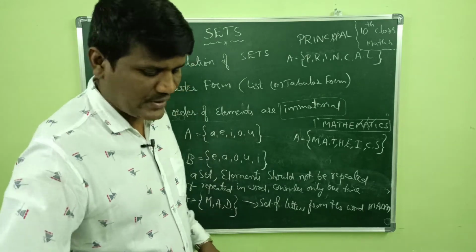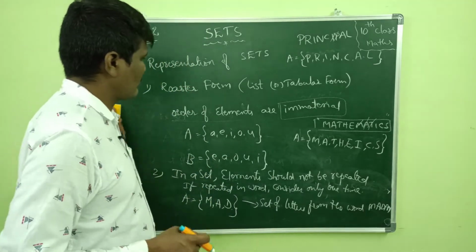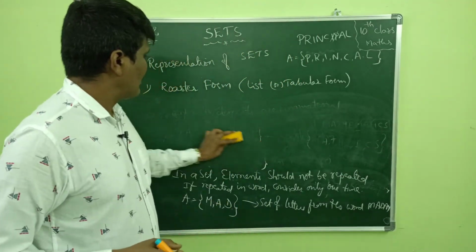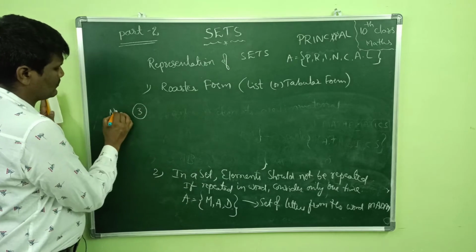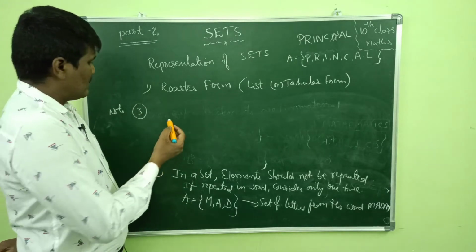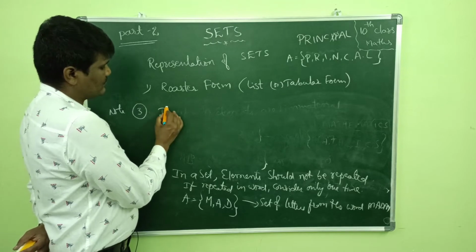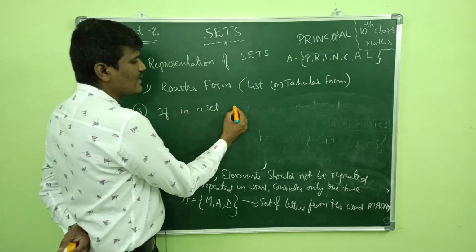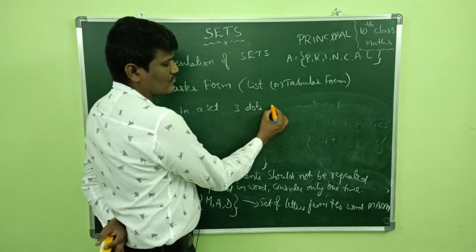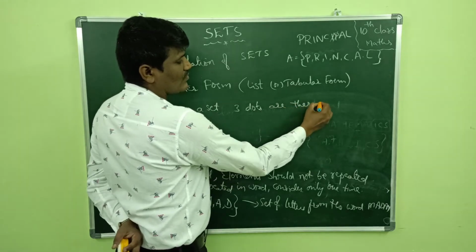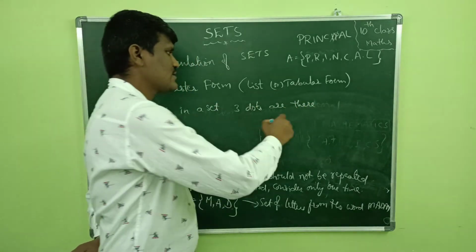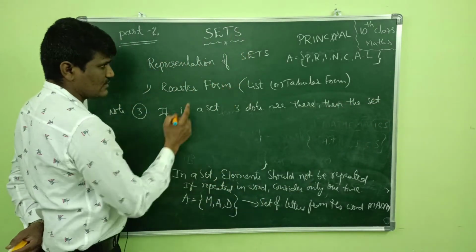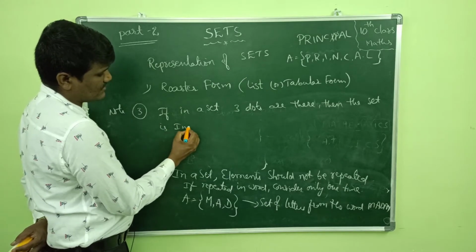And next, the third note, note 3. Suppose I am having like this, if in a set 3 dots are there, then the set is an infinite set.